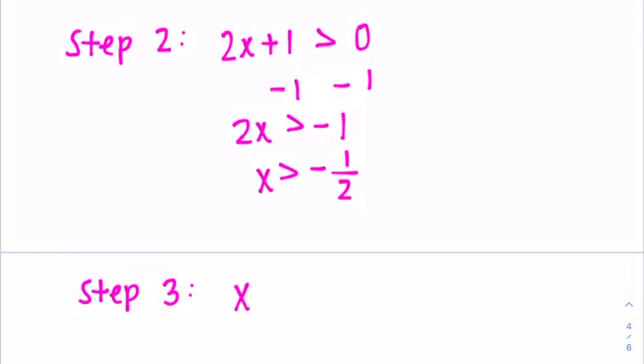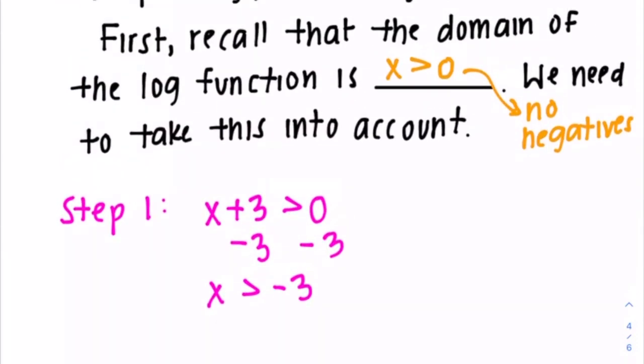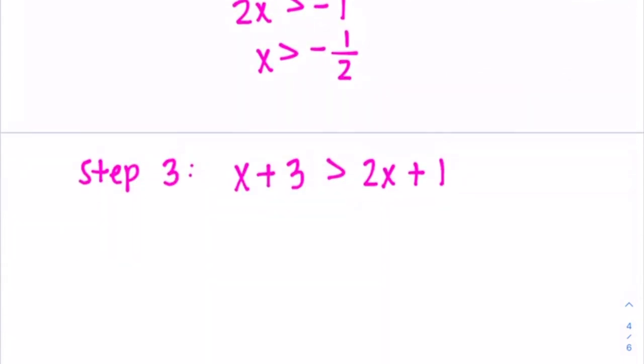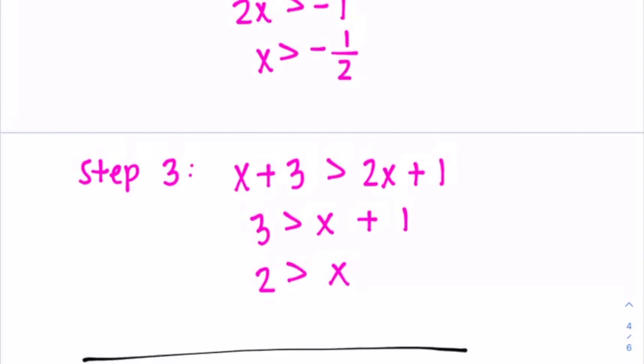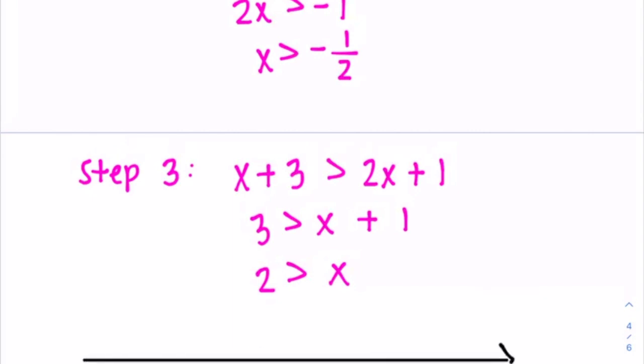And for our third step, we want to solve the inequality like we normally would. So x plus 3 is greater than 2x plus 1, and we'll solve for x. When we bring over the x, we get 3 is greater than x plus 1. And then we want to bring over the 1, we get 2 is greater than x. Or in other words, x is less than 2. So we want to put all of these sets on the same number line because the area where all three of them overlap will be our solution set.